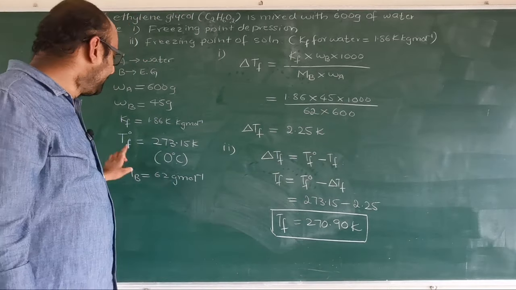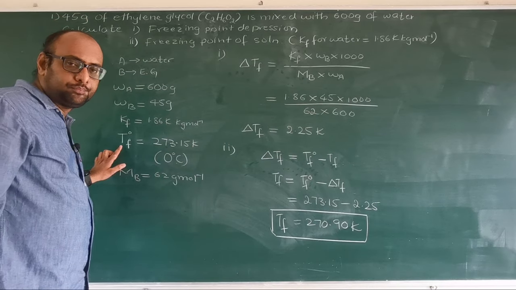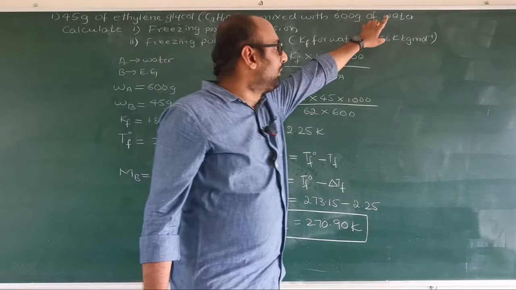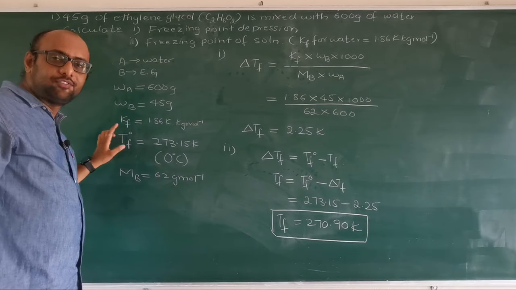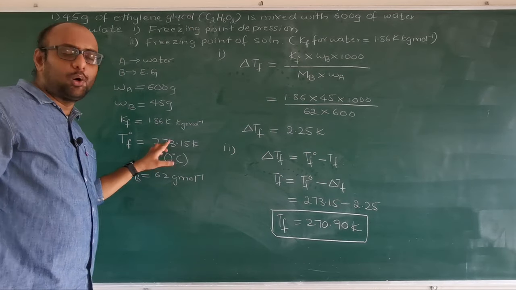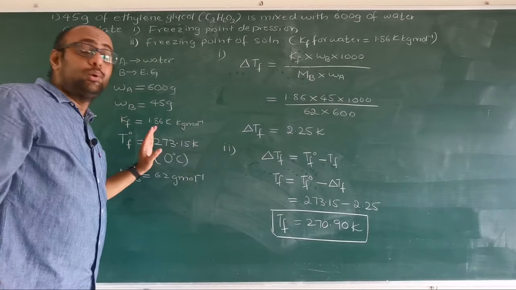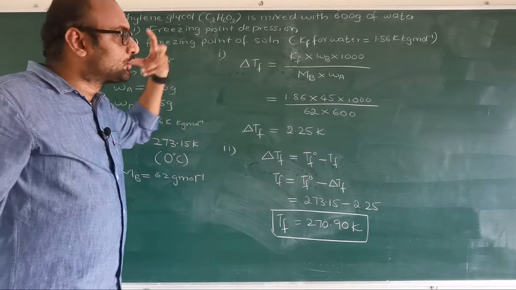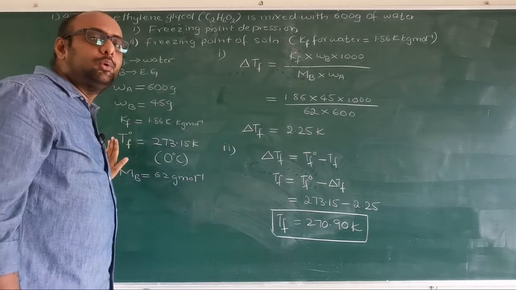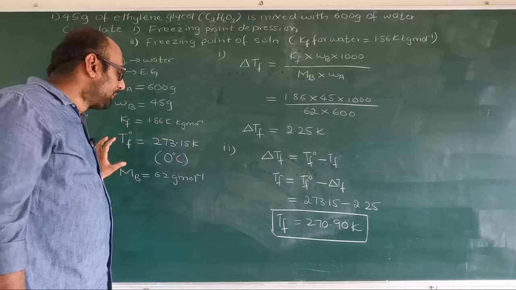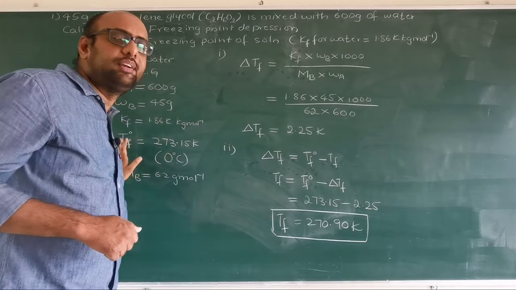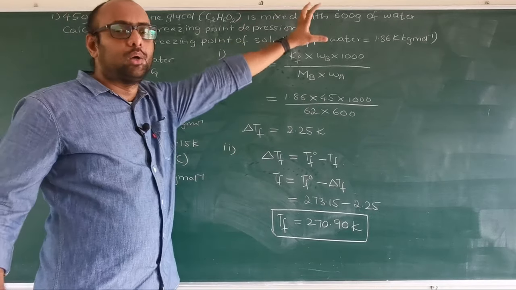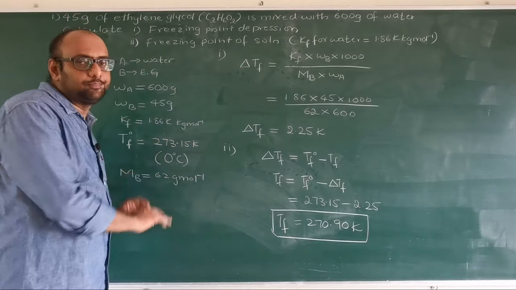If the freezing point of the solvent is not given, and if the solvent given is water, then you have to automatically take TF naught equal to 273.15. This is only for water. If another solvent is given, they will give the value of TF naught. If the solvent is water, you have to take this value.